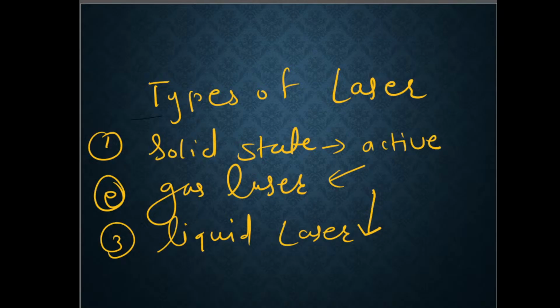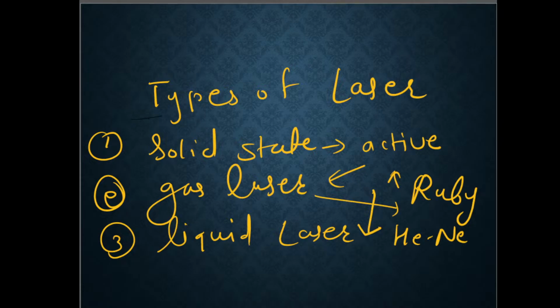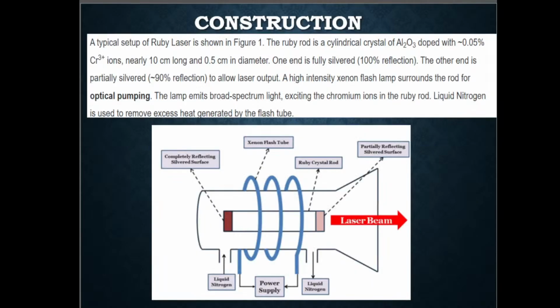So you can see that an example of a solid state laser is the ruby laser, and for gas laser there is the helium neon laser. Okay, so the first very important laser is the ruby laser, and we will study that first. Now we will start the laser.